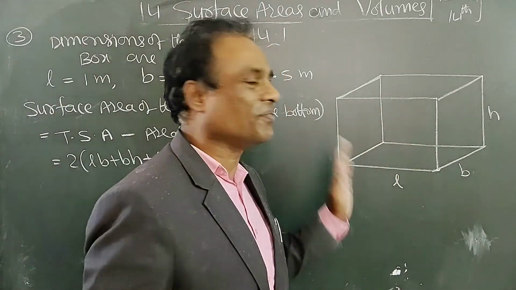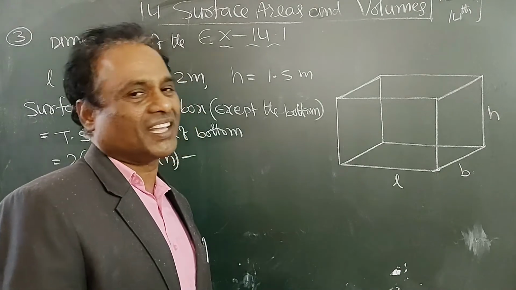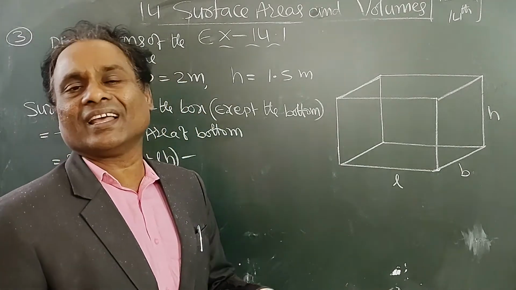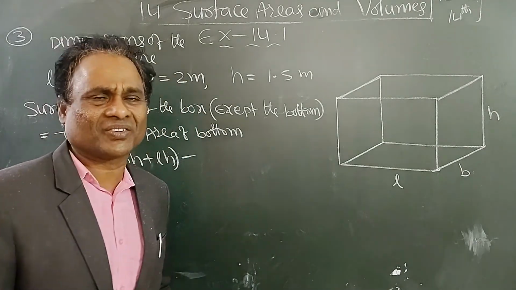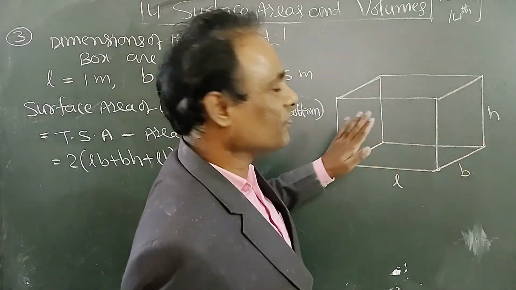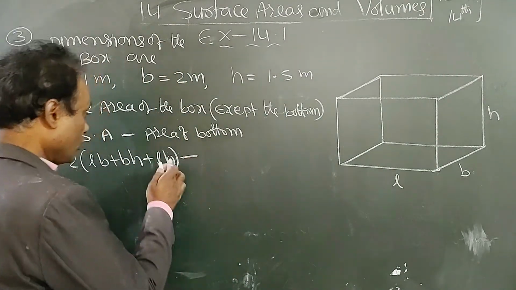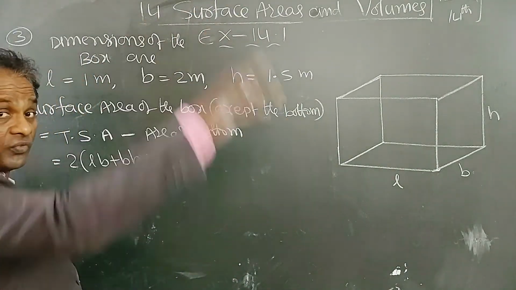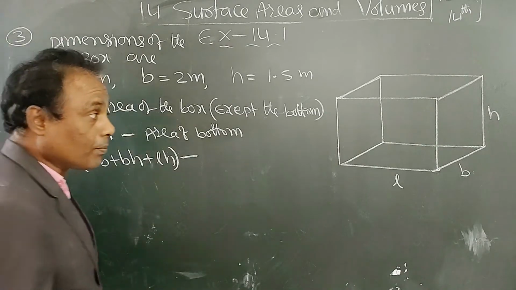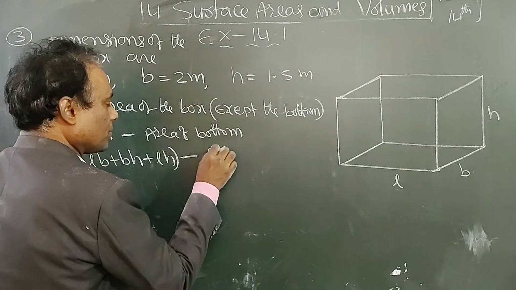But we are not painting the bottom. There is some confusion. Generally, total surface area will be asked, or else lateral surface area is asked. But in this, there is a confusion: in total we are painting, but the bottom we are not painting. So the bottom you have to remove. This is the total formula, the total 6 faces area formula. What is the bottom? The bottom is also a rectangle, length into breadth. This we have to subtract.